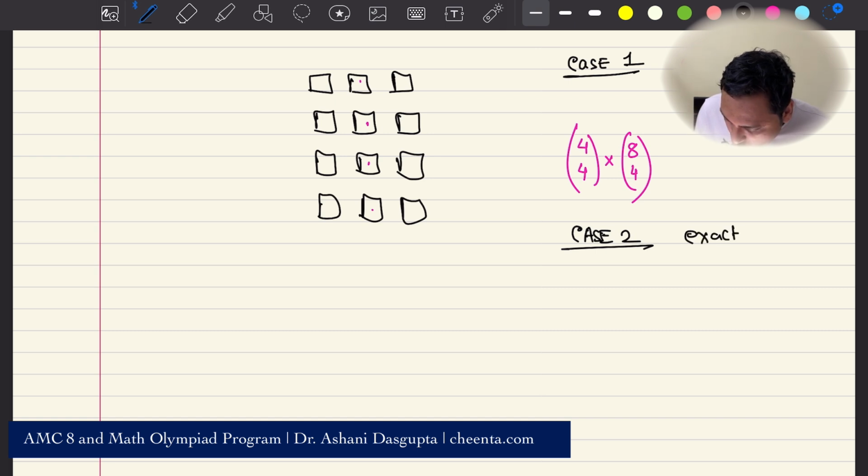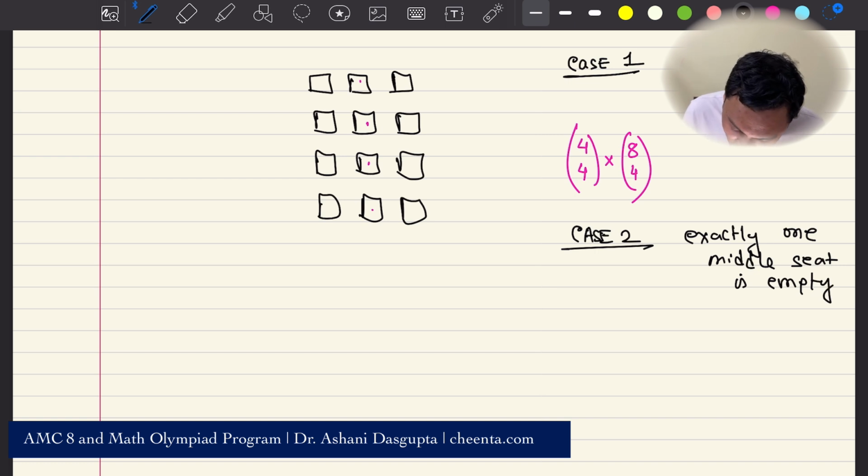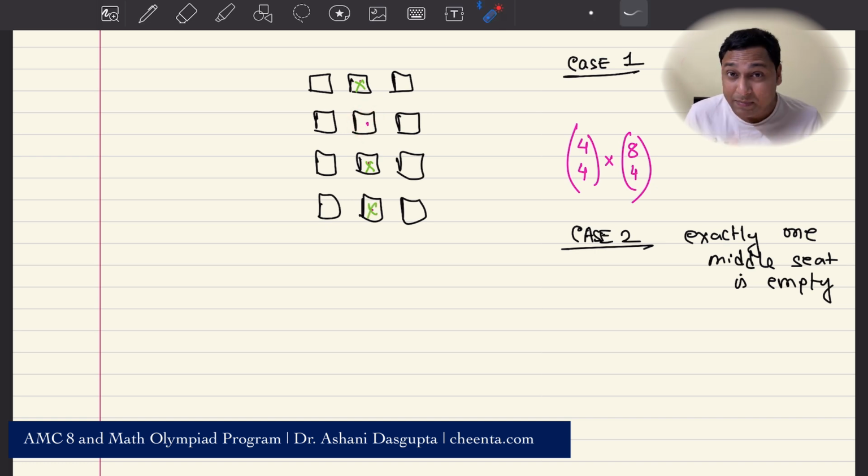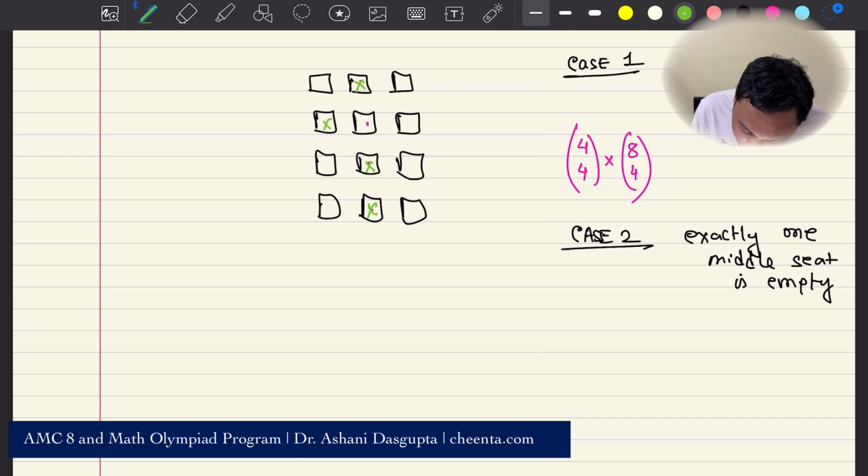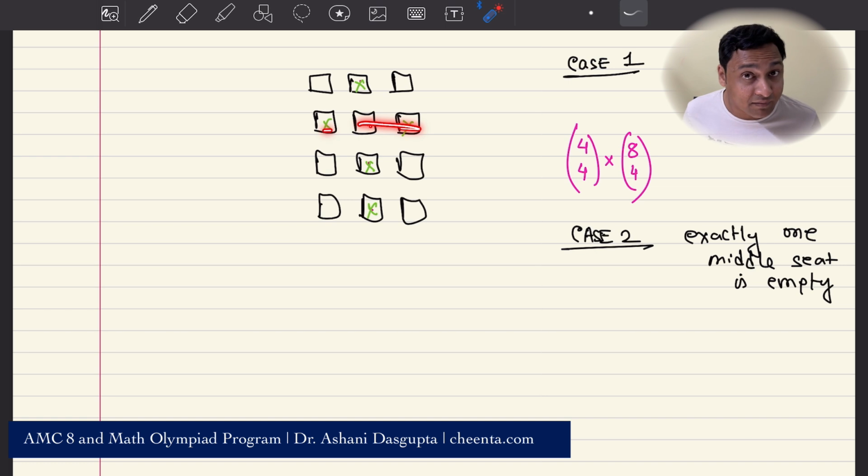Exactly 1 middle seat is empty. Okay? So suppose these 3 middle seats are taken and this one is empty. Remember, we are counting the complementary case, so we don't want the married couple to be able to sit together, right? Since this middle seat is taken, we must fill up these 2 seats. Otherwise, the married couple would be able to sit together.